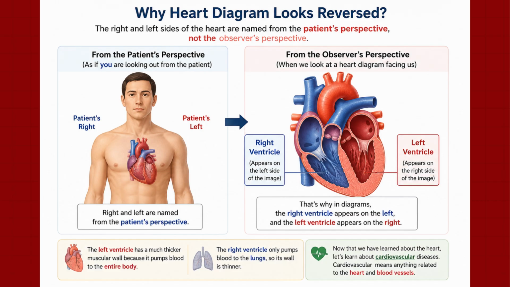A trick question might appear in our mind. Why do the left and right ventricle feel totally opposite to us? If we observe a diagram of a human heart, the heart's right and left sides are named from the patient's perspective, not the observer's perspective. Therefore, when we look at a heart diagram facing us, the right ventricle appears on the left side of the image and the left ventricle appears on the right side.